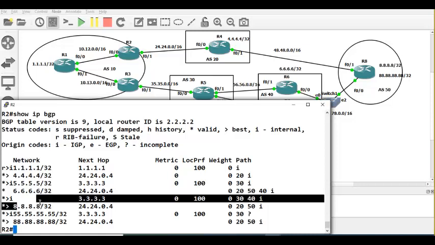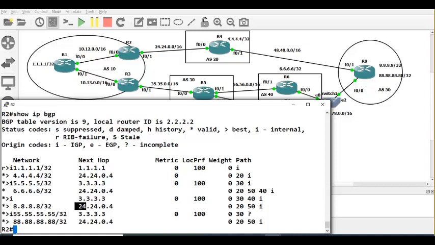About 8888, why is it not reflected? I'm just making it more clear with the question. Why is router 2 not receiving any route information via router 3? So let's say the route 8888 comes to R3 from R5. Yep, it's already there. Yes.